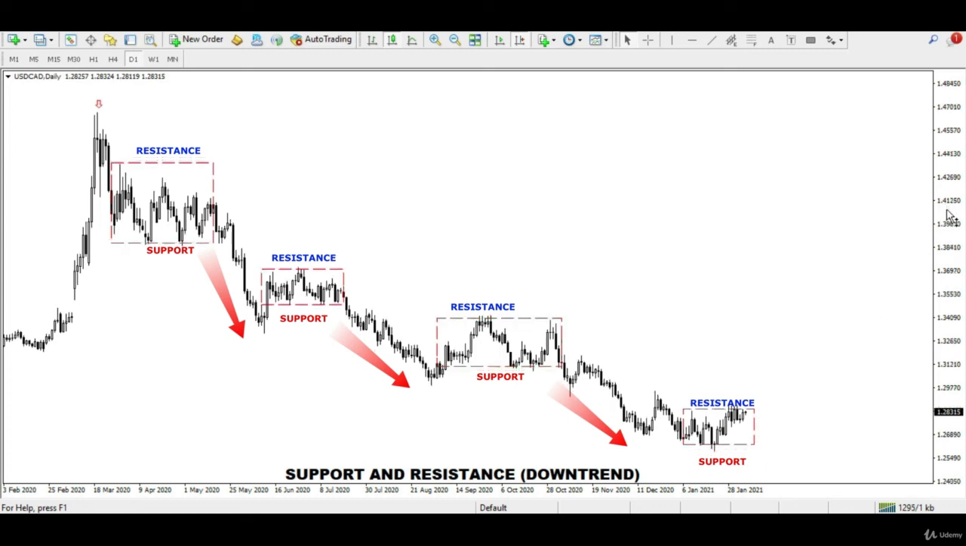Guys, this also concludes this lecture. This is all you need to know for the time being. Please understand these basic concepts of support and resistance trading carefully before we advance ahead to study choosing the right time frame to make consistent profits using this strategy.